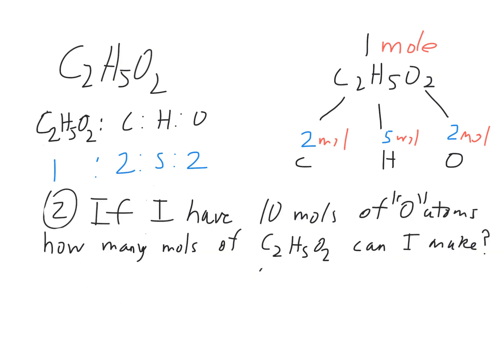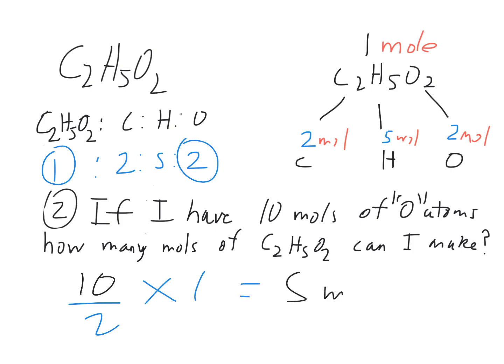So separate question, if I have 10 moles of oxygen atoms, how many moles of C2H5O2 can I make? Again, you use the ratio, so you go 10, and in this case, because we are using oxygen, we go 10 divided by 2 from there, times by 1 from there. And that should give us an answer of 5 moles. So if I have 10 moles of oxygen atoms, I can make half as much of the overall thing because their ratio is 1 to 2. Now there are other ways to apply these ratios, by the way.